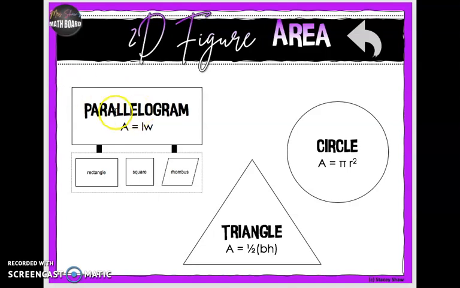So for a parallelogram, which can be a rectangle, square, or a rhombus, you just take the length times width, okay? Or you might look at it as base times height. For a circle, to find the area, it's pi times r squared. And for a triangle, to find the area, it's 1/2 base times the height. Because if we're finding the area for a parallelogram, it's base times height or length times width. And a triangle is half of a parallelogram. So you're going to take half of the base times the height.